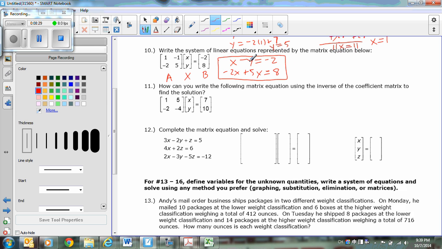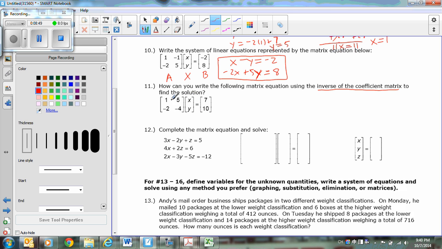Sorry about my sloppy writing. This is a y. Just want to make sure you're all sure that this is an x and that's a y. Okay, number 11 says, how can you write the following matrix equation using the inverse of the coefficient matrix to find the solution? Remember, the solution would be our value for x and our value for y.